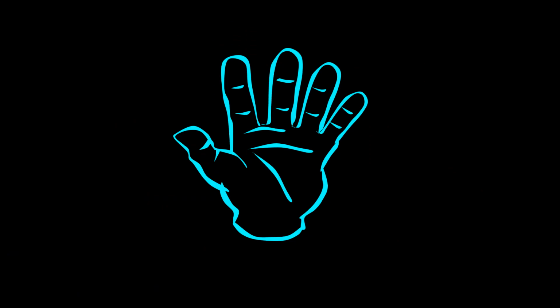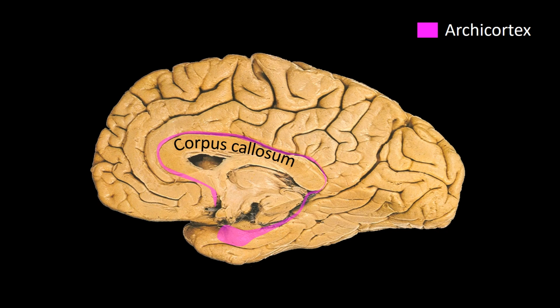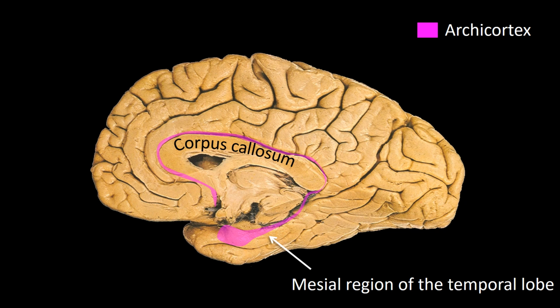The fifth structure mentioned in this question is the cortex covering the uncus. In this frame, I have shaded some of the areas we have mentioned. Notice that we have labeled them as archicortex. Inferiorly, you see the mesial region of the temporal lobe. Now I am pointing to the cortex covering the uncus.